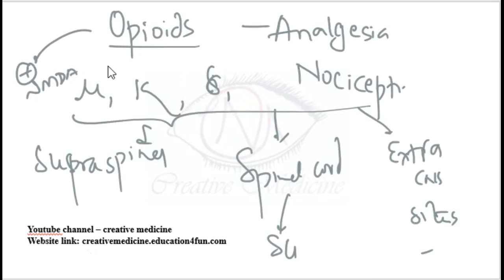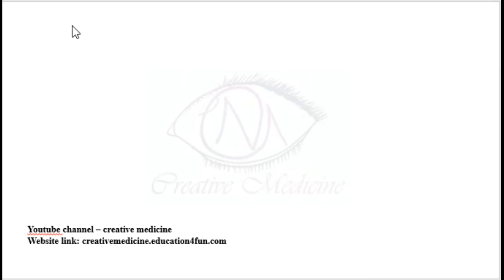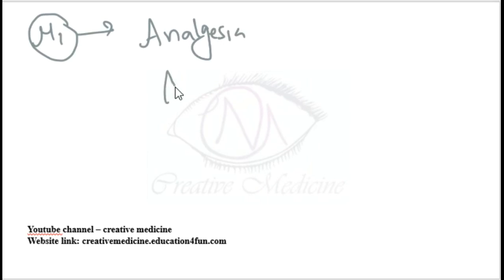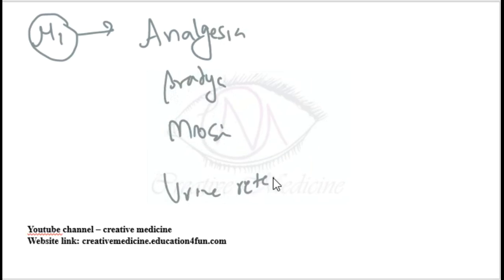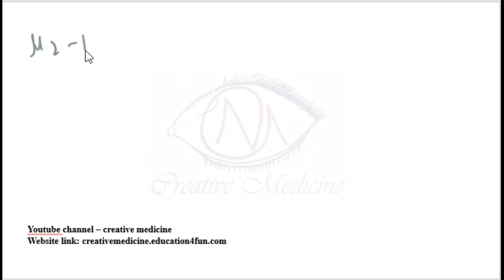Next, action on different receptors should be dealt with properly. Action on mu1 receptors: on mu1 receptors, opioids cause analgesia, bradycardia, miosis, urinary retention, and muscle rigidity. On mu2 receptors, opioids cause respiratory depression, constipation, and dependence.